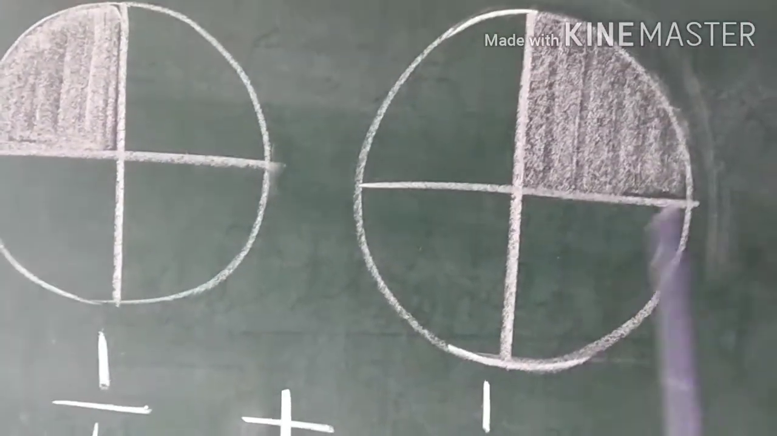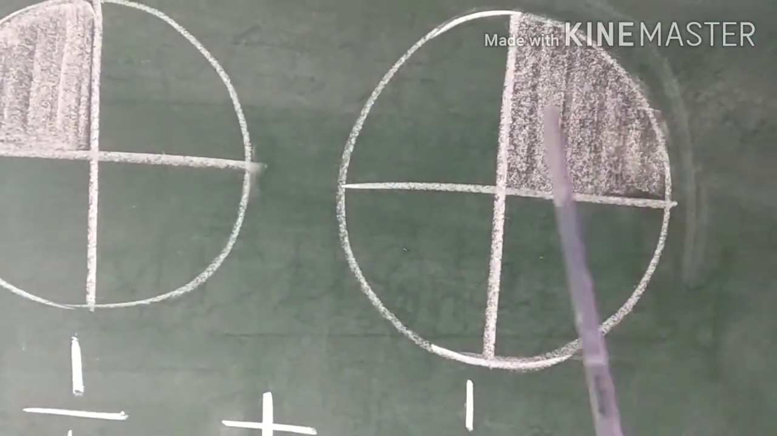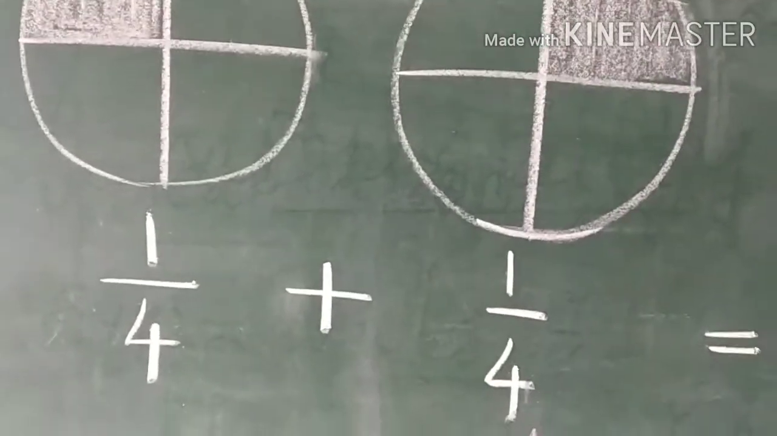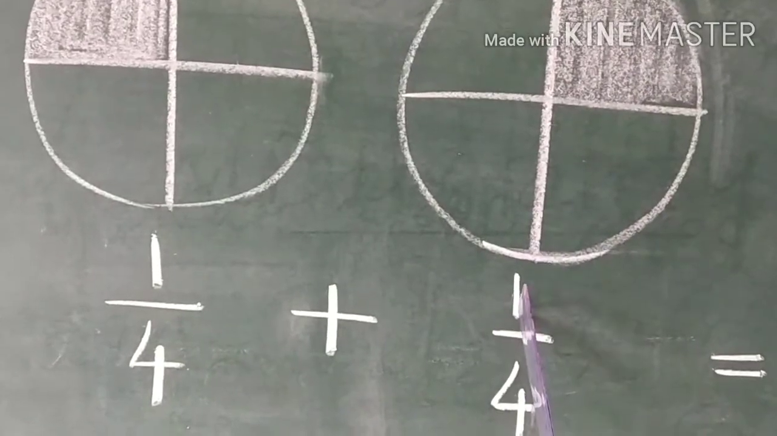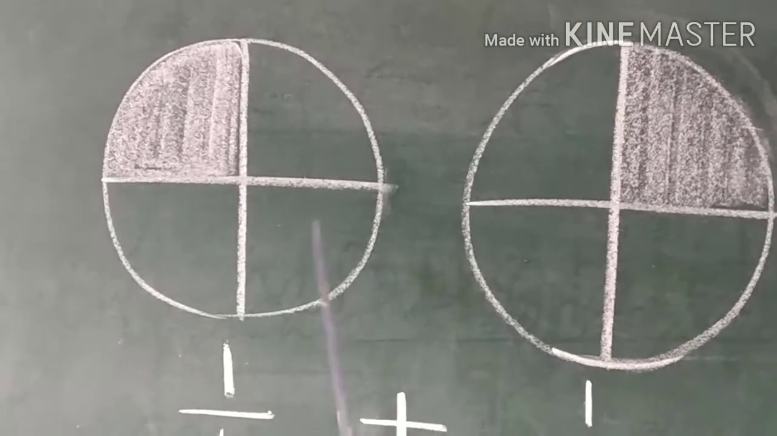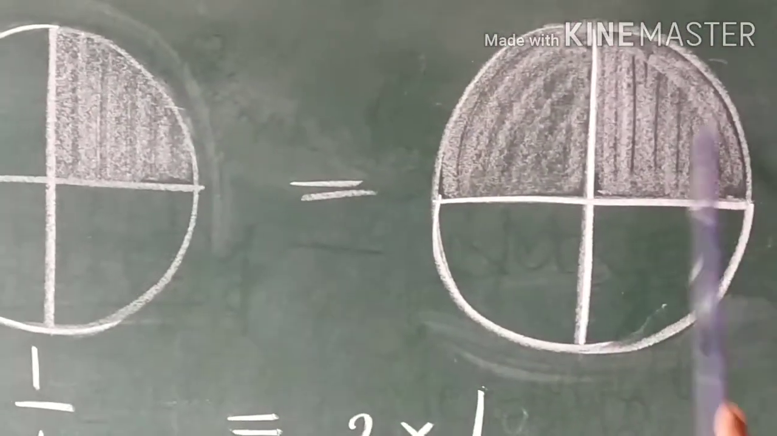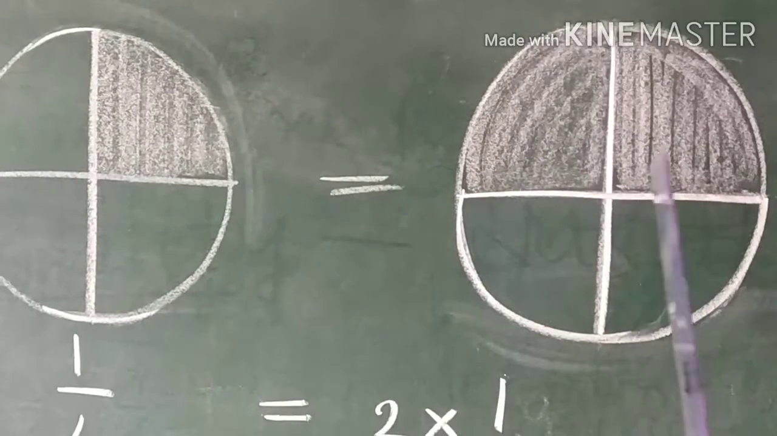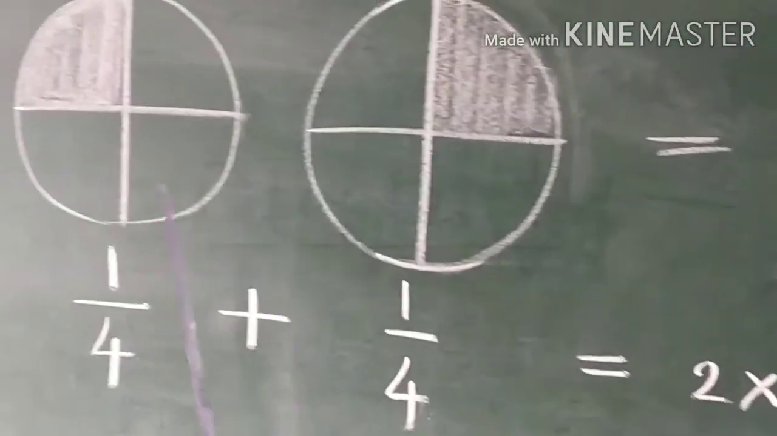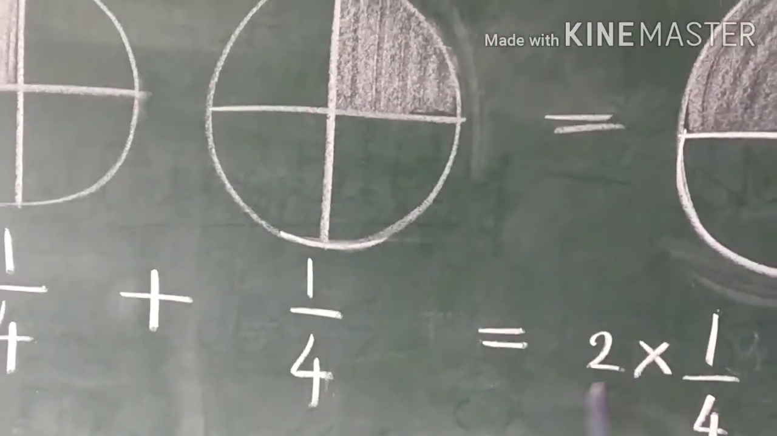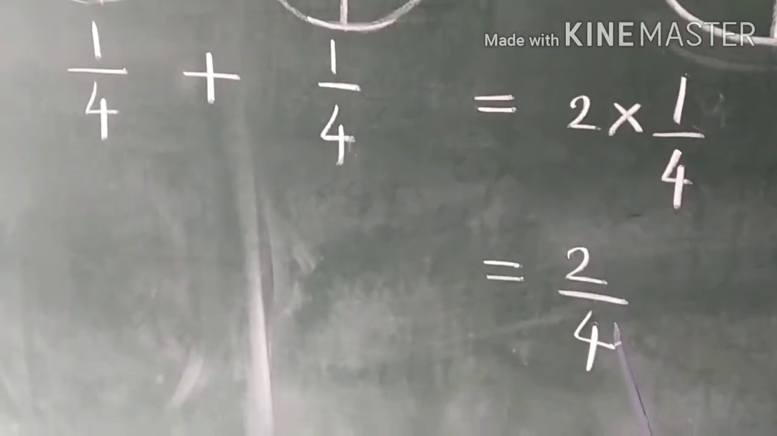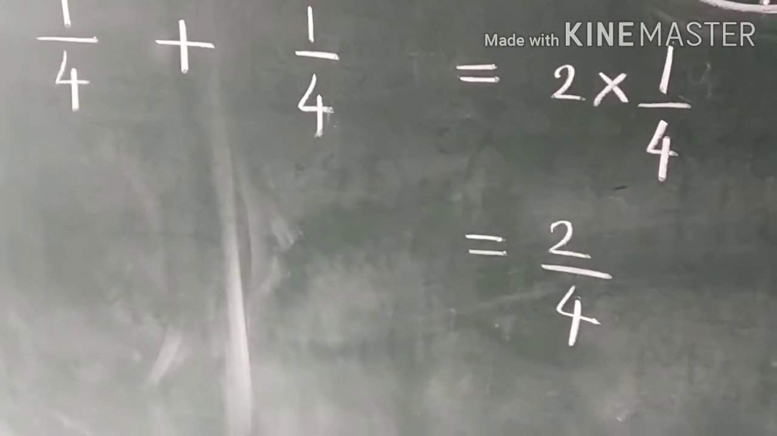Similarly here also, the circle has only one part shaded. So total parts are 4. Only one part is taken here, 1 by 4. When we combine these together, we get a circle in which 2 parts are shaded. This means 2 pictures, 1, 2. 2 pictures into 1 by 4 part of a circle is equal to 2 by 4 part of a circle.